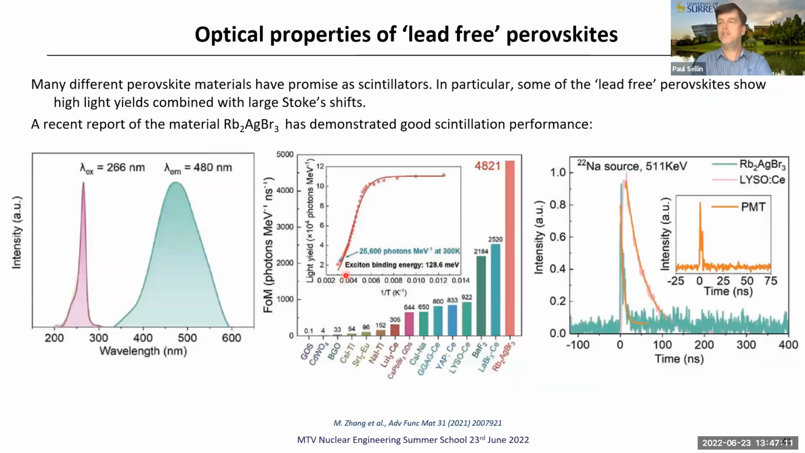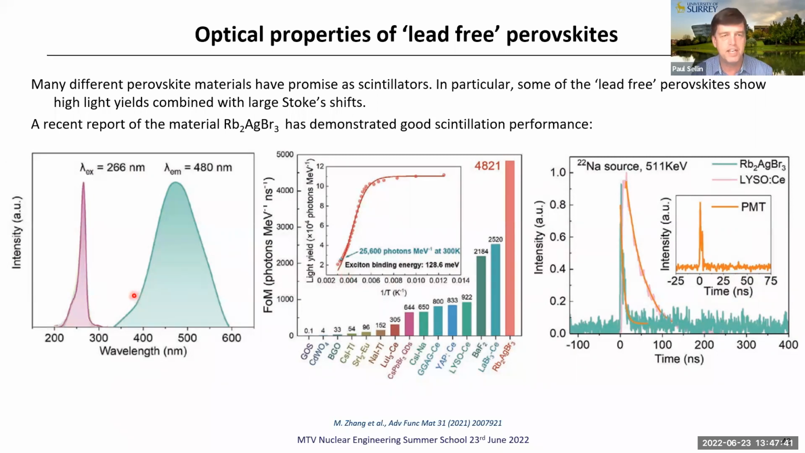And I just wanted to finish with this one on the scintillators, because there is a whole new class of perovskites beyond the scope of this talk. I've really been talking about the lead halide perovskites, but there are other classes of perovskites, such as the so-called lead-free double perovskites. Some of these have great promise as scintillators because they have very high Stokes shift. The Stokes shift is the difference in wavelength between the emission edge and the absorption edge.